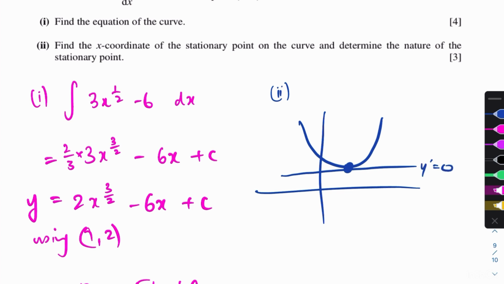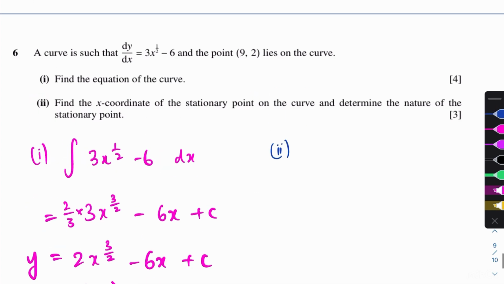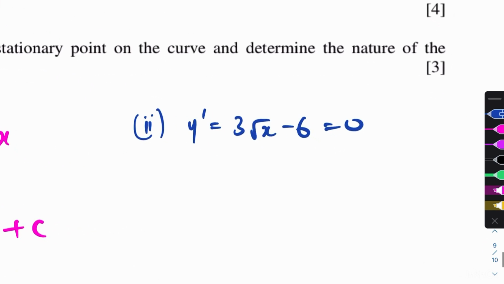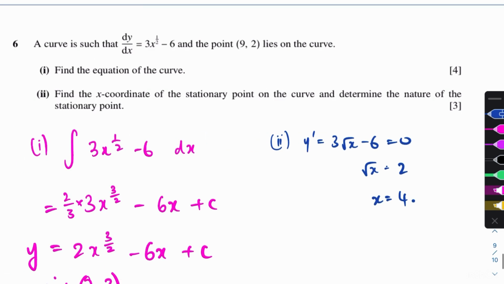So we do have a really easy way of finding this, especially because they gave us the gradient equation. They gave us this equation here. So we just need when the gradient equals 0. So we're just going to go y dash equals 3 root x minus 6 equals 0, and we're just going to find where this is true. So root x equals 6 over 3, which is just 2. So then x equals 2 squared, which is 4. So that's the x-coordinate of the stationary point.